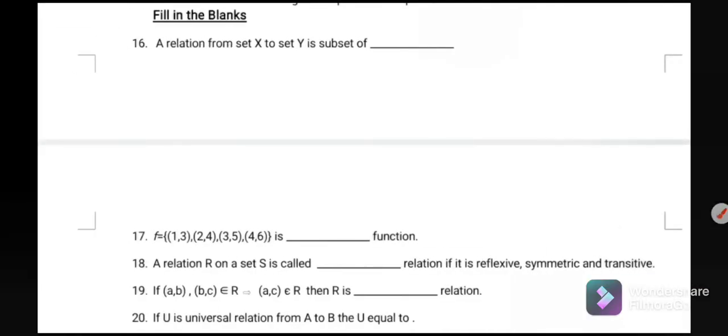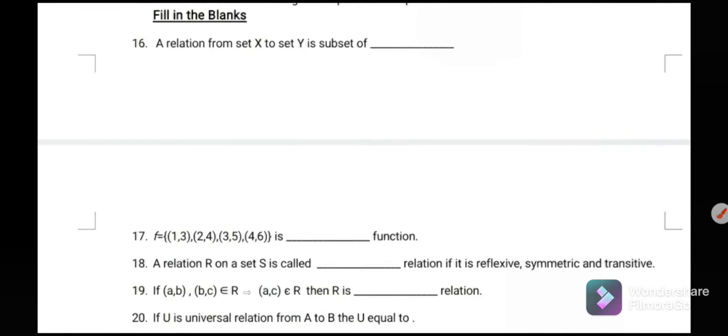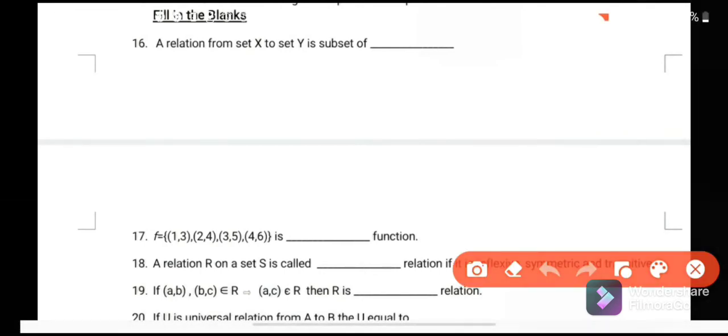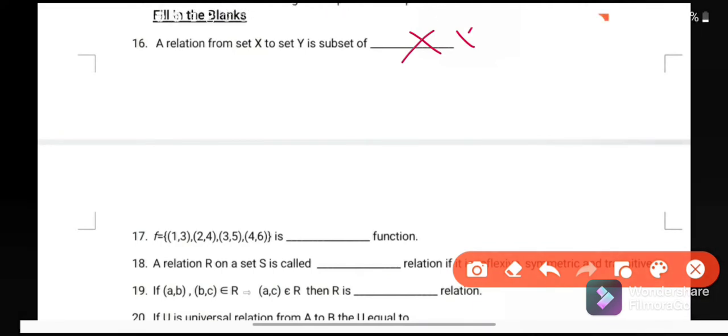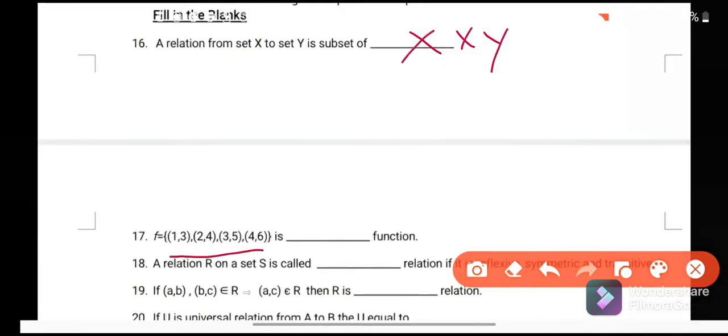Next, fill in the blank. A relation from set X to set Y is a subset of X cross Y. Next question. F is equal to {(1, 3), (2, 4), (3, 5), (4, 6)} is, and the answer is 1-1 function, because the image of every element is distinct. Image of 1 is 3, image of 2 is 4, image of 3 is 5, image of 4 is 6. The image of every element is distinct, so it is a 1-1 function.